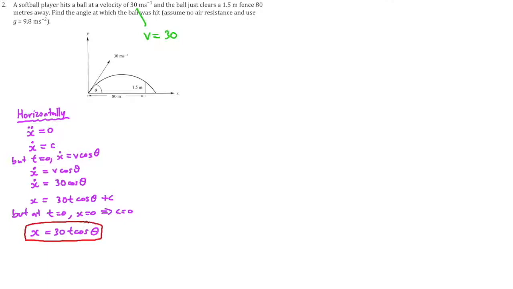Now let's integrate that again. X will equal 30t cos theta plus c, and we know when we look at this question that at time 0, x is 0 because we're starting at 0, 0. So at t equals 0, x equals 0, and if I plug those in, I'm going to end up with c equals 0, so x equals 30t cos theta, and that's my formula. So I'm going to park that one there in this box because I want it to stand out.